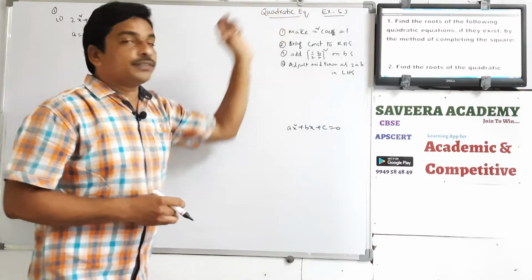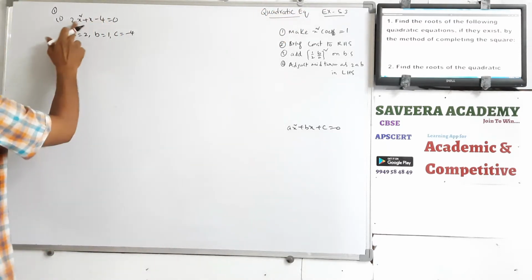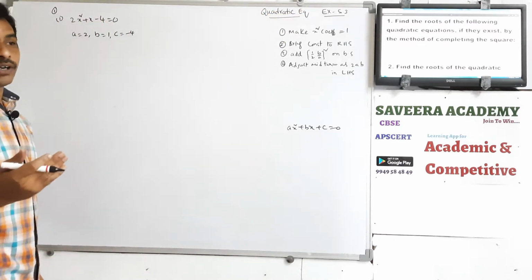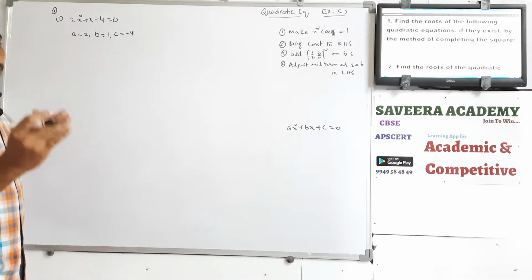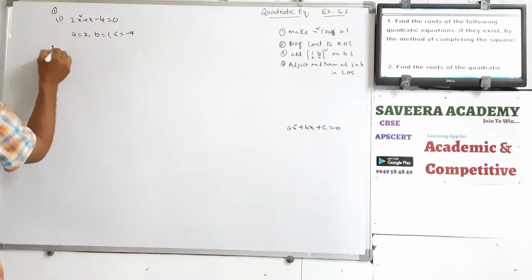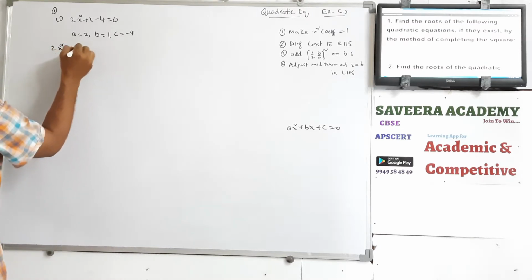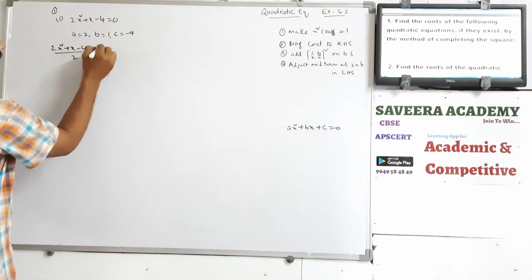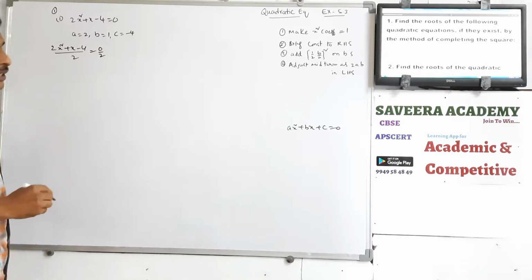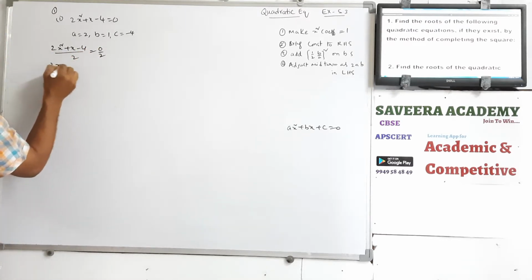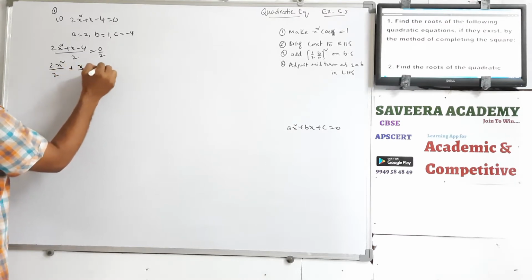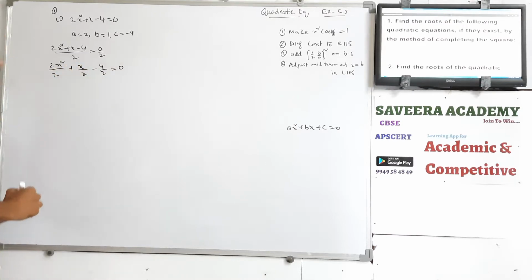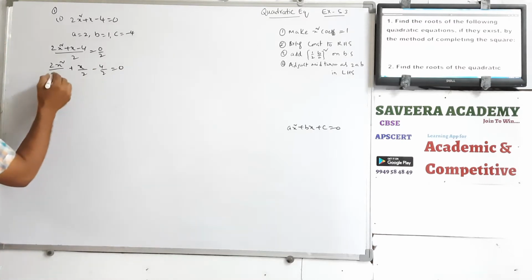What is the first step? Make the x square coefficient equal to 1. Here the x square coefficient is 2, so make it equal to 1. How do you make it? Divide the whole equation by 2. So 2x square plus x minus 4, whole divided by 2, is equal to 0 by 2. Therefore you write 2x square by 2 plus x by 2 minus 4 by 2 is equal to 0 by 2, which is 0. Now here the 2 cancels.